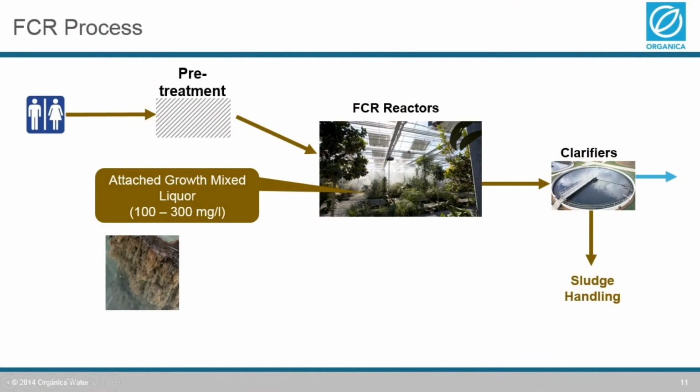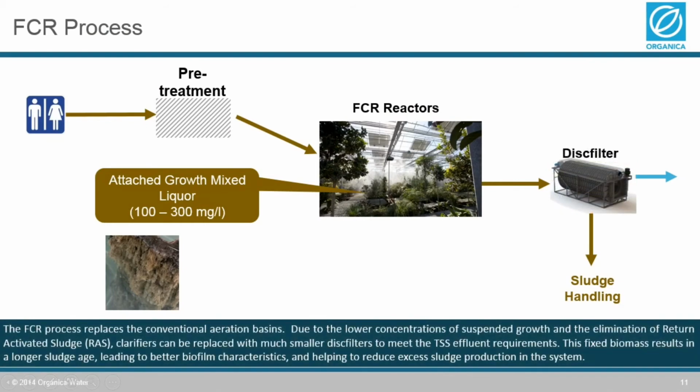Many of our facilities still use clarifiers to separate any excess biomass that washes off the fixed film in a clarifier, but because of the low solids concentration, we can also utilize a disc filter directly after the FCR reactors to separate the solids. That saves space, but also provides a positive barrier for any solids leaving the system.